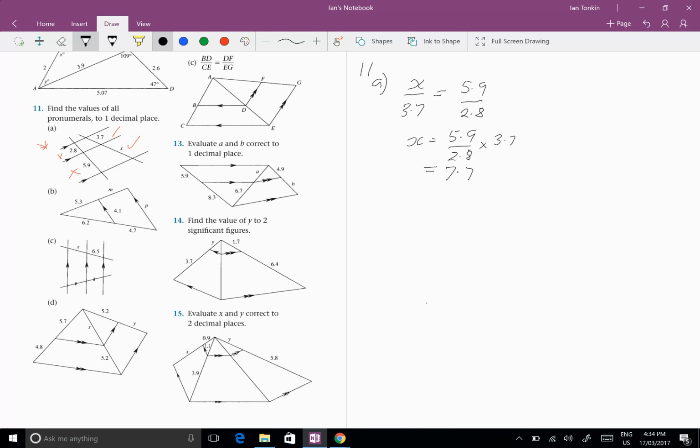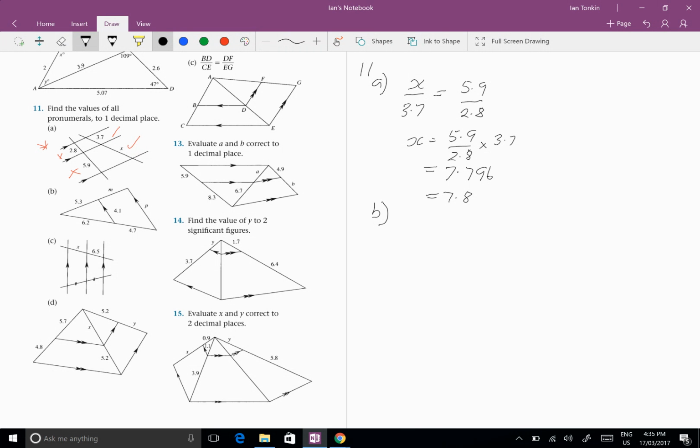We get 7.796. What are we going to? One decimal place, which will give me 7.8. And I'm looking in question 11, 7.8. We're right. Let's now have a look at B.